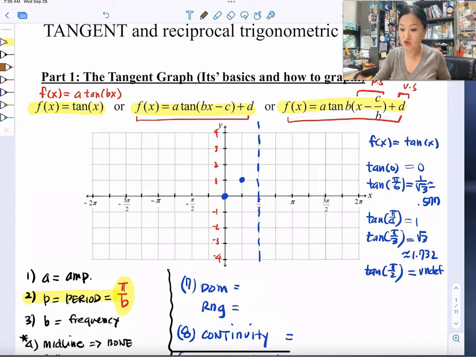Pi over 6, as you know, is between 0 and 45 degrees, but a little bit closer to 45. So it's about 0.577, so maybe like right here somewhere, okay? And then we have pi over 3, which is root 3, 1.733, not quite 2, but maybe somewhere like that. Okay, we're just kind of estimating these values. It doesn't matter how close they are. Of course, it looks like it's just connecting dots and it's going to be a straight line, well, towards the asymptote, okay?